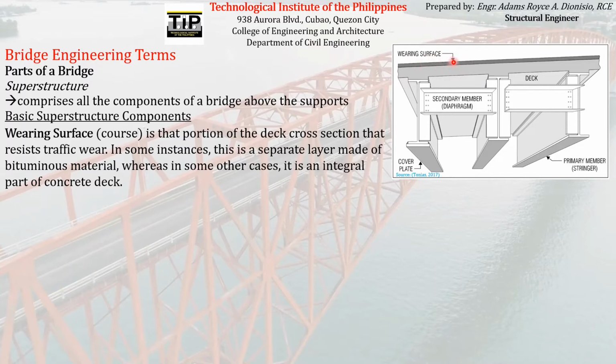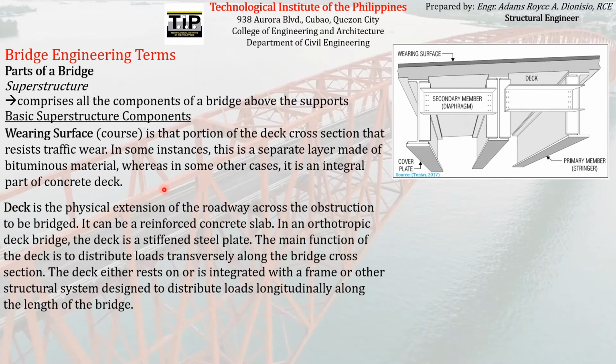So that is one component of the superstructure, the wearing surface. Another basic component of superstructure is the deck. So in this drawing, you can see the deck here. So this is the deck. So what is a deck? Deck is the physical extension of the roadway across the obstruction to be bridged.